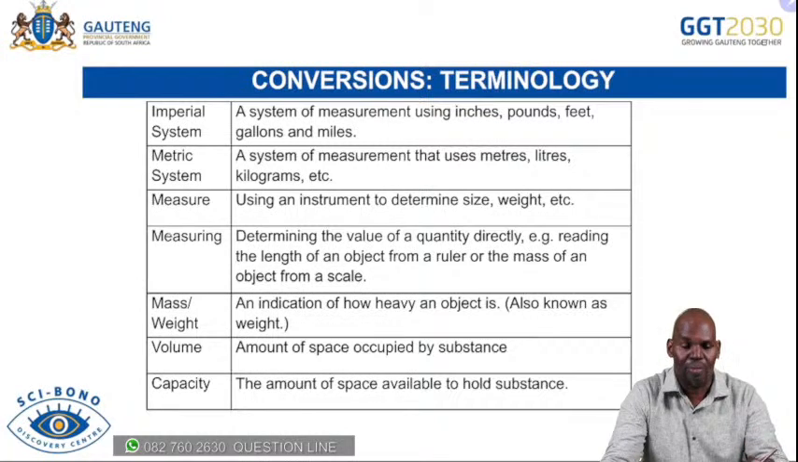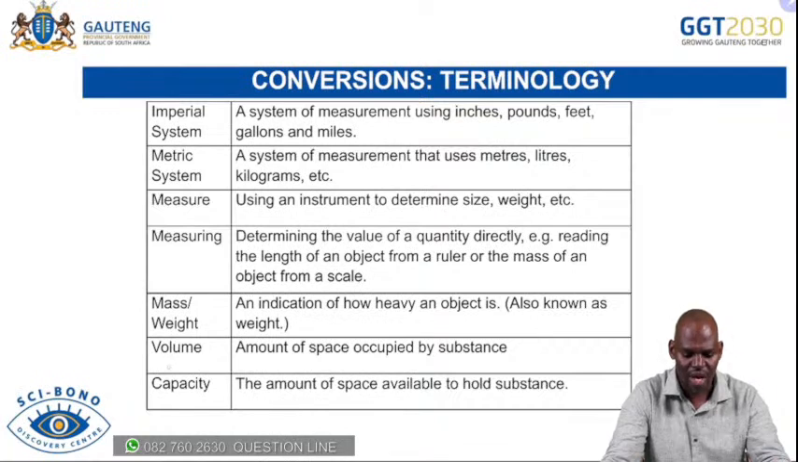Then mass, what do you mean by mass or weight? Mass or weight is an indication of how heavy an object is. So when they ask you to define the word mass or weight, you will say it's an indication of how heavy an object is. It's also known as weight. Volume is an amount of space occupied by a substance.